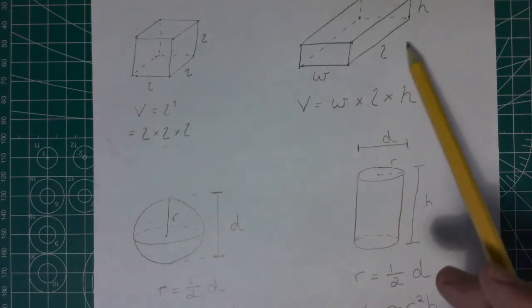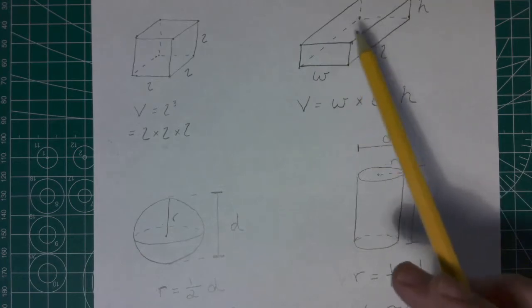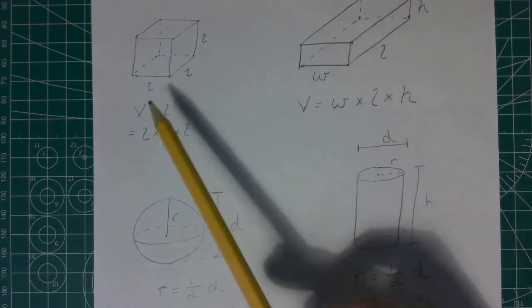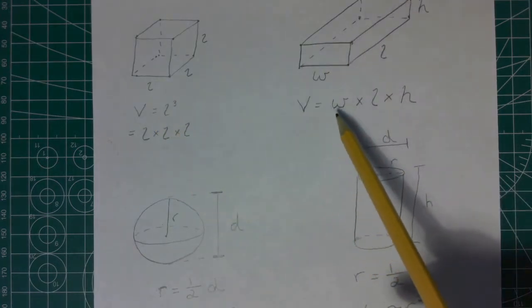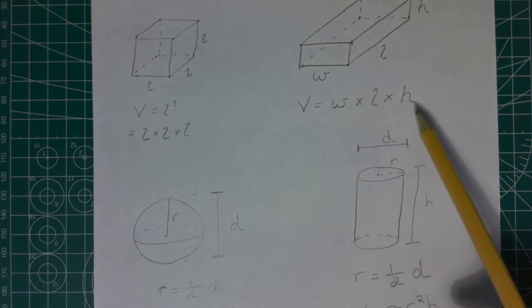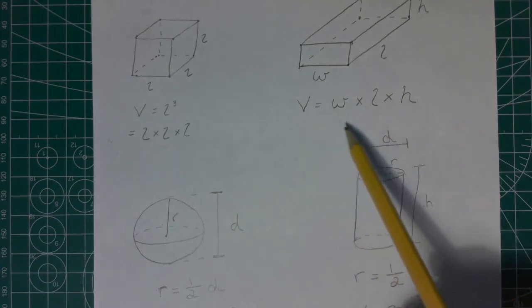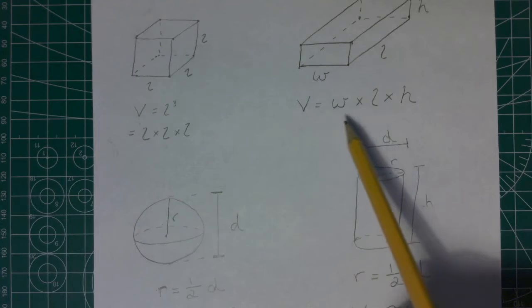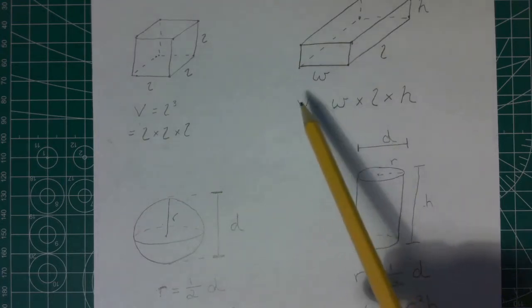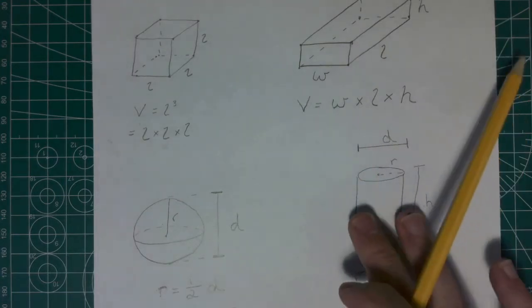Here, in a generic form, where the distances are not all the same like in a cube, we have the width times the length times the height. We'll multiply all those together, and we will still get centimeters cubed for the volume of that.